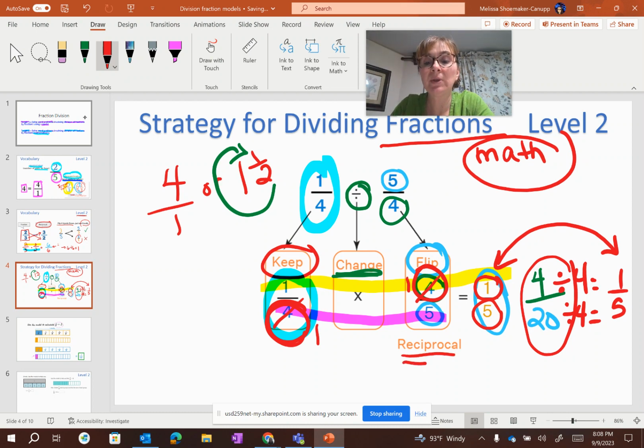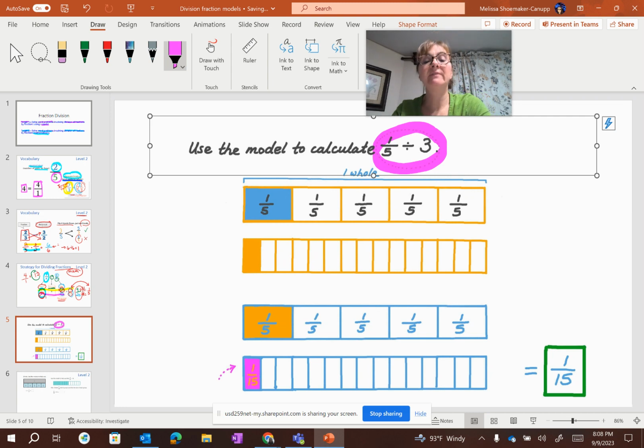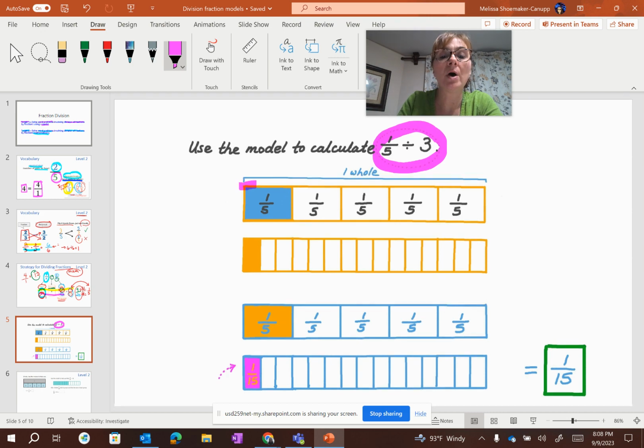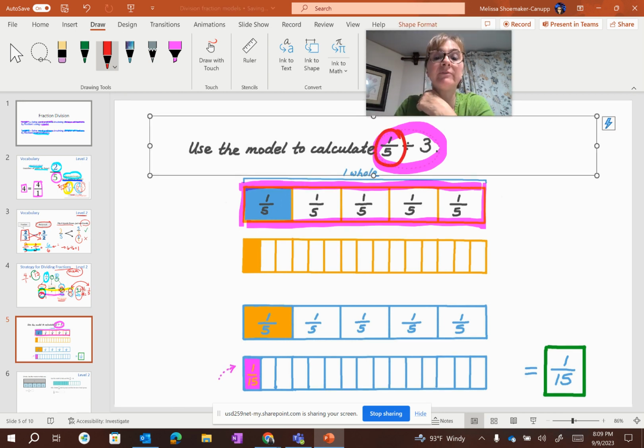Okay, notice here we labeled that flipped fraction with the reciprocal. Let's take a look at how we would model this with a picture. First of all, the problem that we are working is 1/5 divided into 3. So you'll notice that our first picture has one whole rectangle, and it is cut up into 1/5 sections. So there's 5 total sections. They're all the same size. We don't want to have to draw them because it's really hard to cut stuff up evenly. One of them is colored in because we have 1/5.